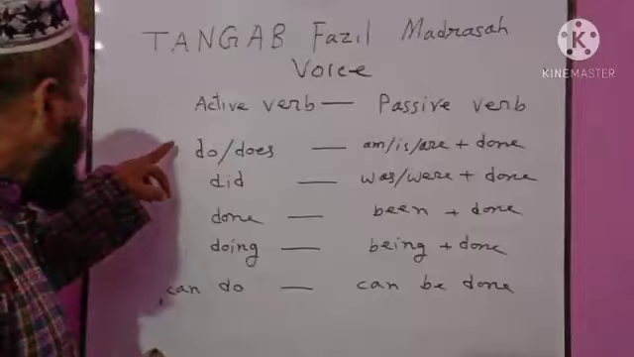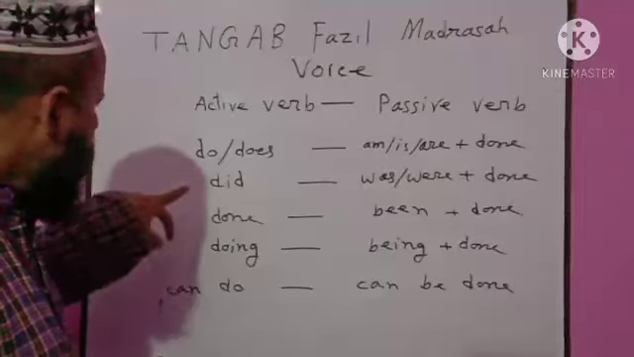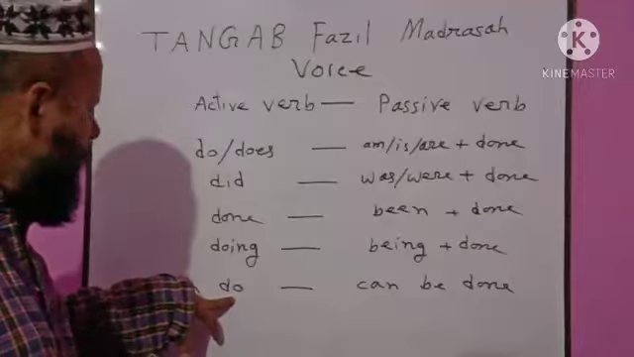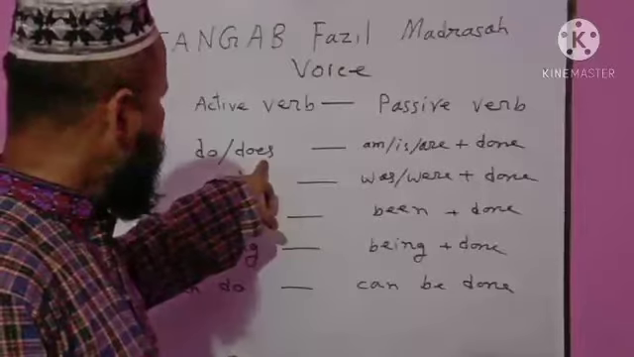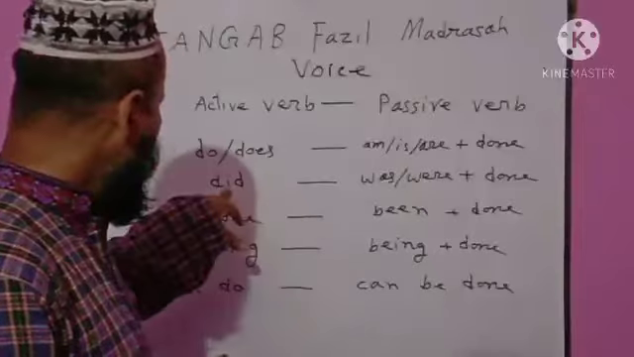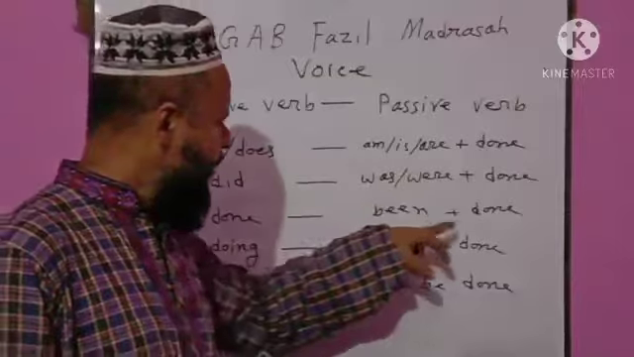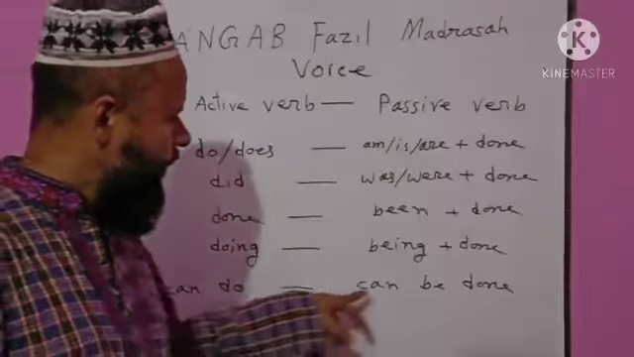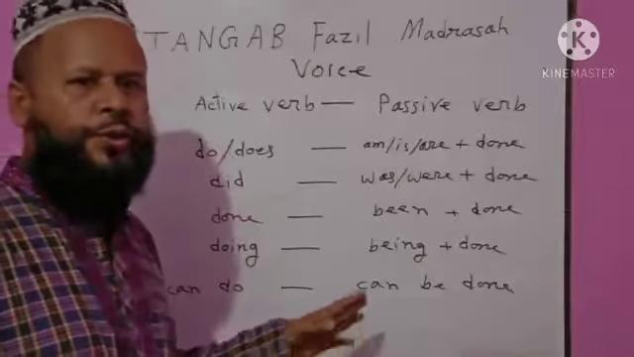There are 5 forms of the verb do: do or does, present form; did, past form; done, past participle; doing, verb plus ing; and after modal, do is the base form. And in passive voice, do or does is changed into am, is, are, done. Did, was or were, done. Done, been done. Doing, being done. Can do, can be done. May do, may be done. Should do, should be done.